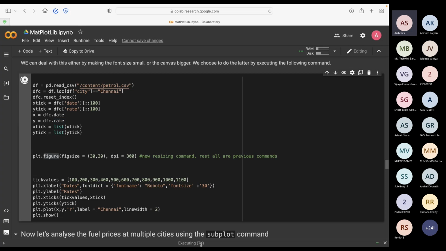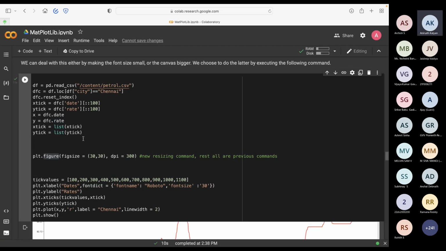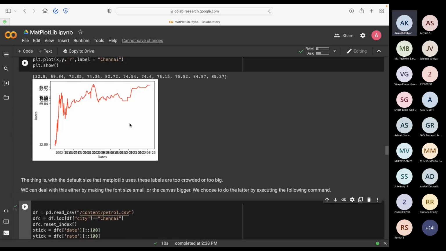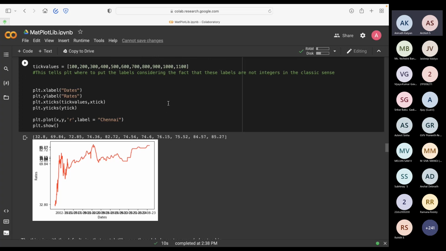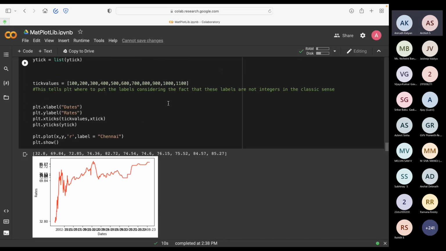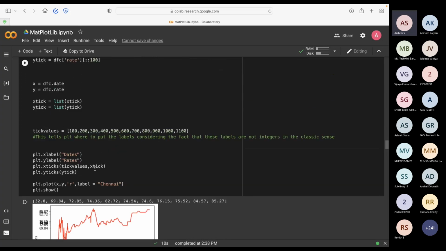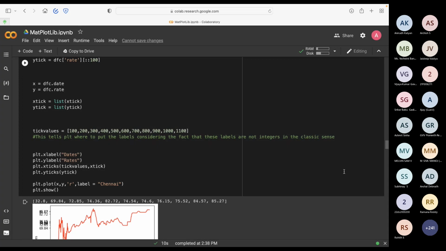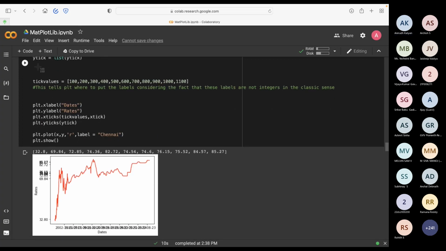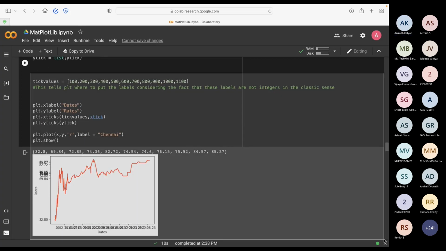Do you want to answer this question on the chat? What is the role of tick values in the xtick command? I'm not able to see the chat, so someone can help read it out for me. What is the role of tick values in xtick command? As I mentioned, I will pull this entire thing out.